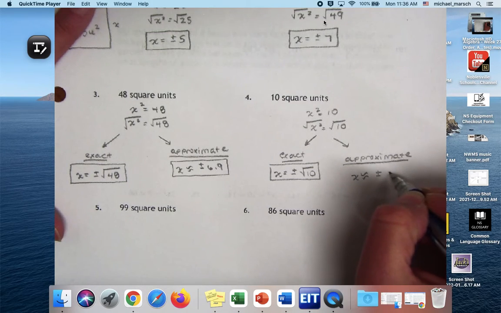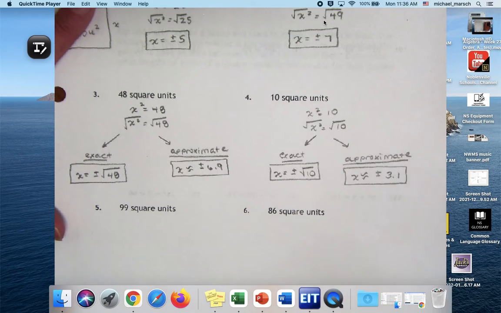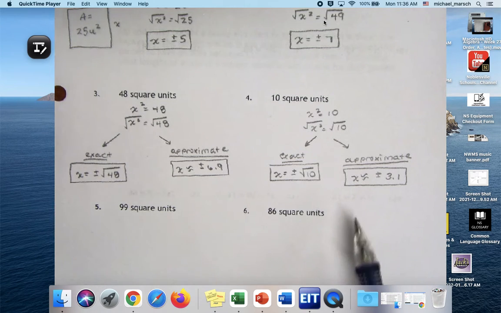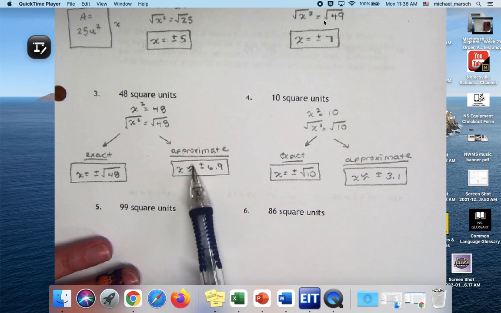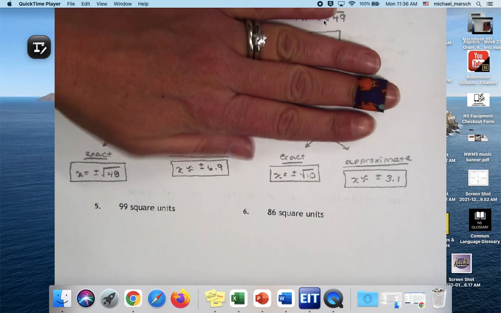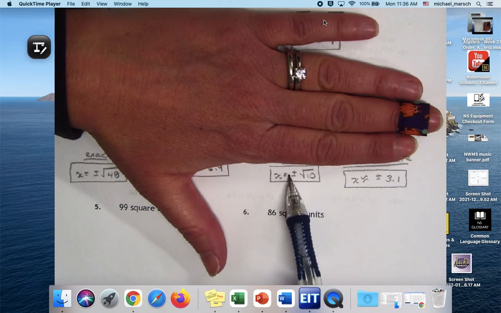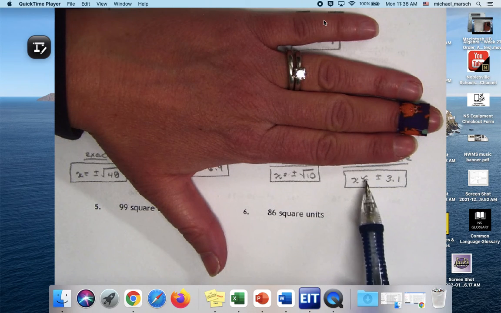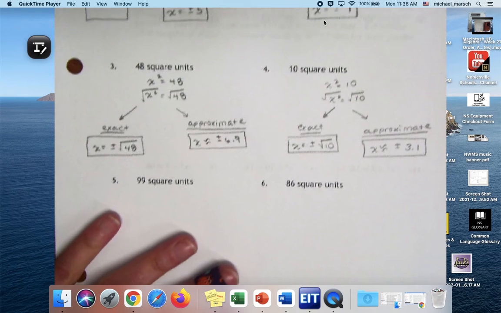So this is going to be plus or minus 3.2. Notice that the exact values have equals and the approximates still have the squiggles. So if all you had was this information without the names, you would know this is my exact because it has equals, and this is my approximate because it has the squiggles. Right? So why don't you guys go ahead and do 5 and 6 by yourself?